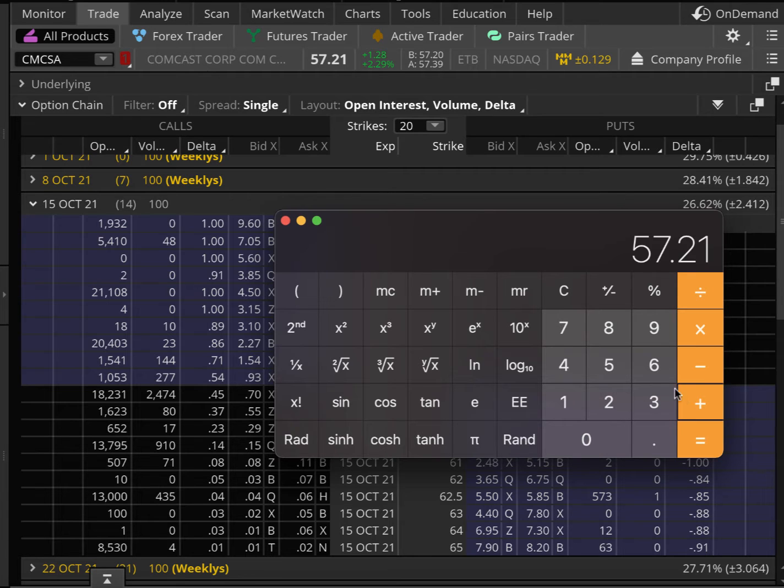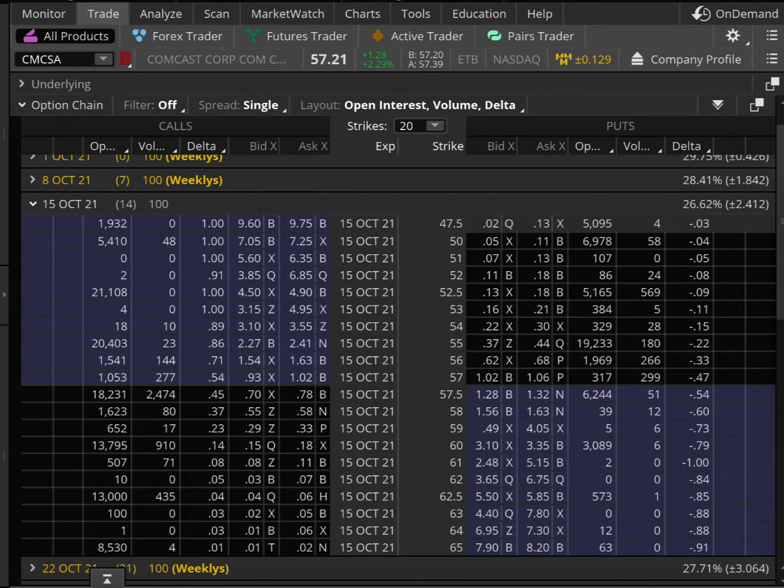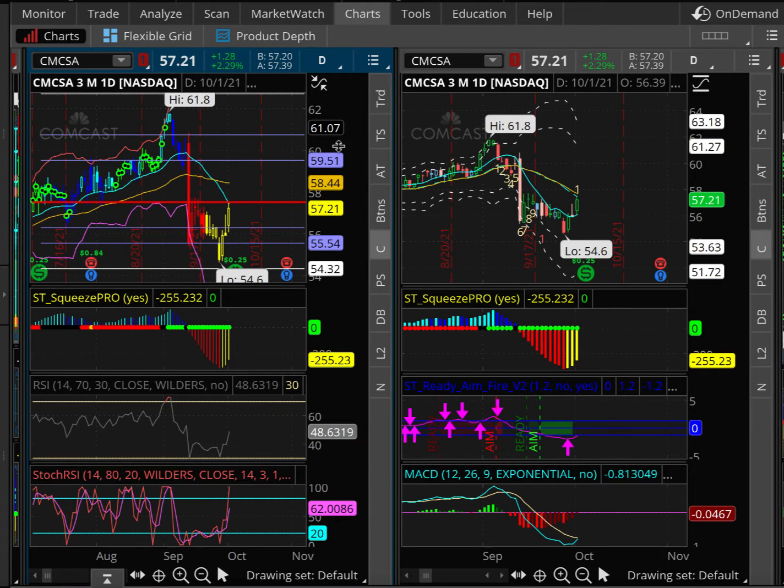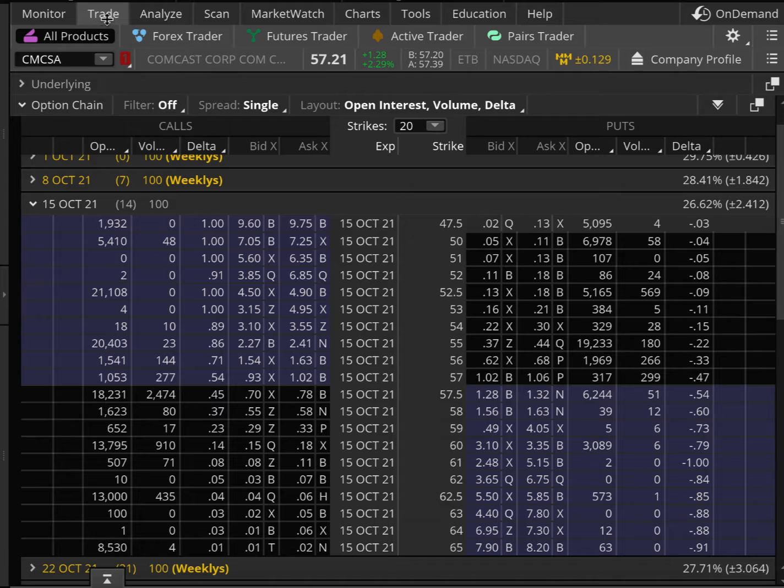So that's going to be 57.21 plus 2.412. And 59.6, well, it's basically $60. Why does that number seem familiar? Well, if you remember on our chart, that was a pre-established level of resistance. So what that means is market makers, people that take the opposite of every trade, believe that this stock, Comcast, will trade no higher than $60.